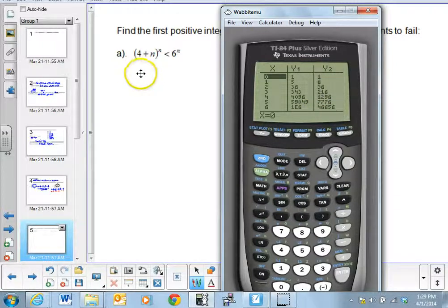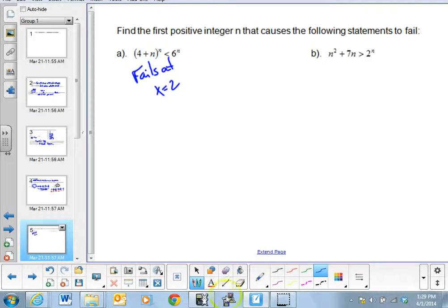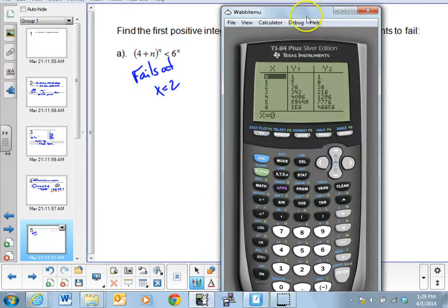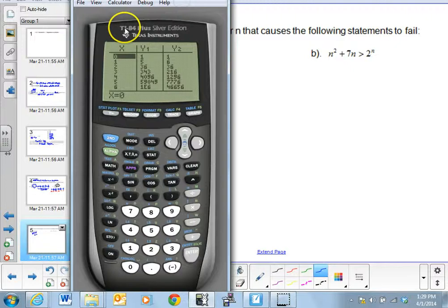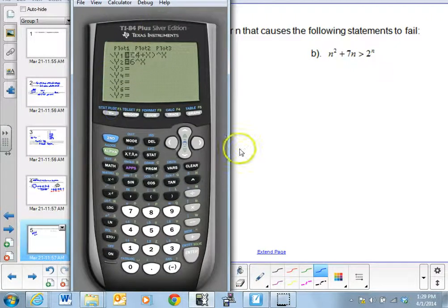And that's what we're going to tell our reader. It fails at x equals 2, and everything after x equals 2. So then, similar question. I'm going to go back to my y equals menu, change my functions. So x squared plus 7x.